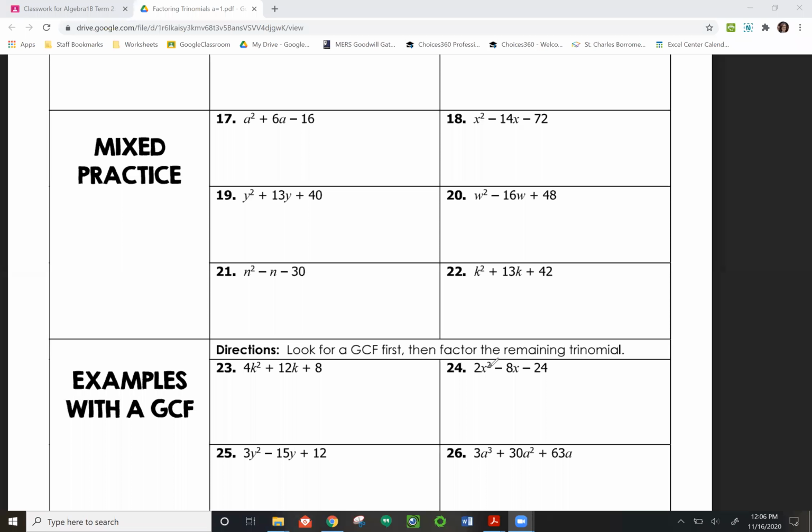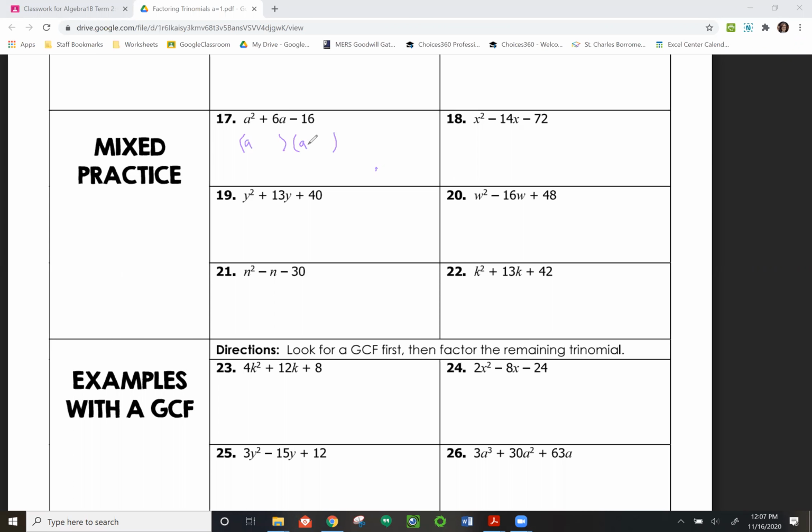Okay, let's look at a few more. On number 17, when I'm factoring, since there's three terms and the leading coefficient is 1, I get to use the shortcut method, which involves factoring it into two binomials where my first term will be a.